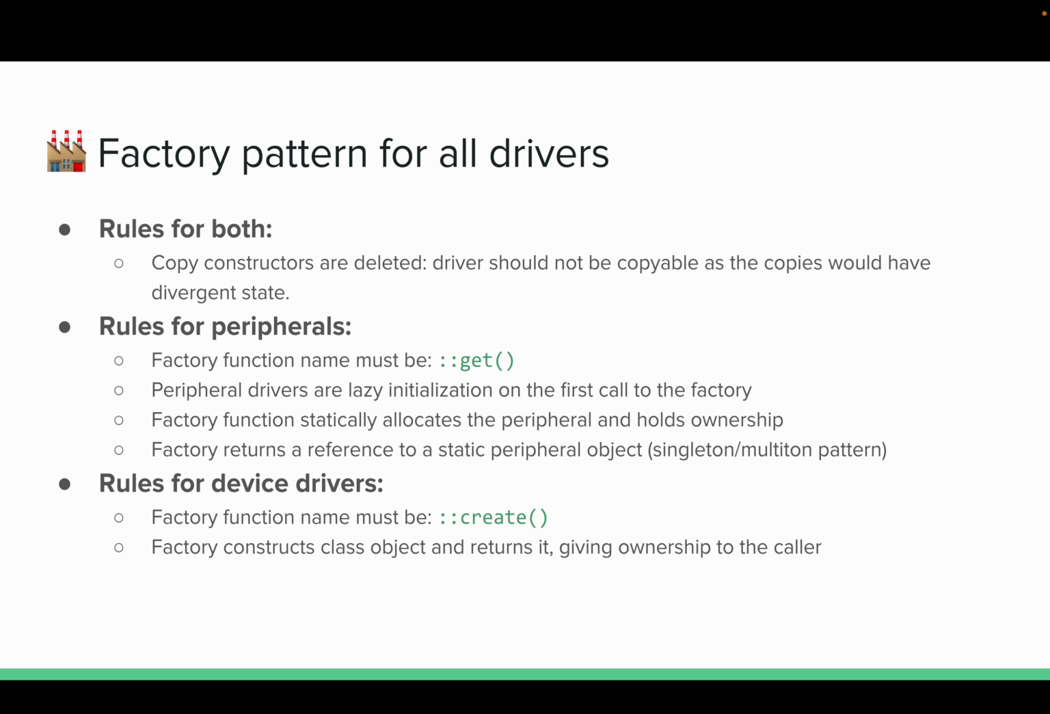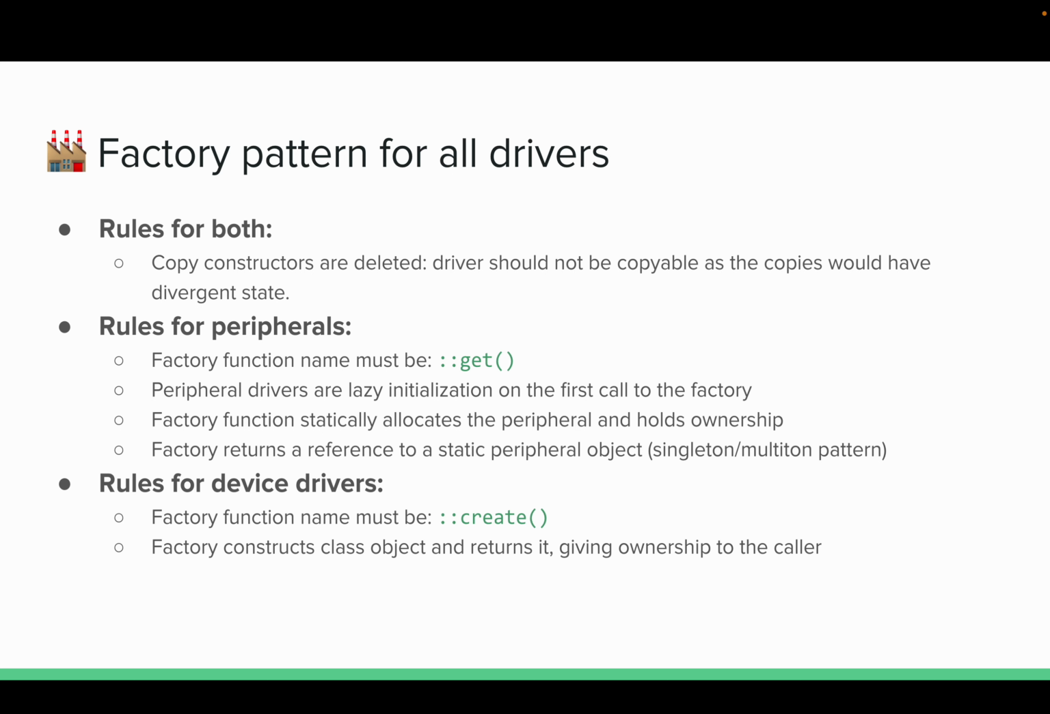Now, onto the next area, rules for peripherals. Their factory name must be get, because you're actually getting an object. You're not really creating a new one. That's why I decided not to use create there. The peripheral drivers use lazy initialization. They will initialize once for their object, and after that, they will simply return a reference to that object.